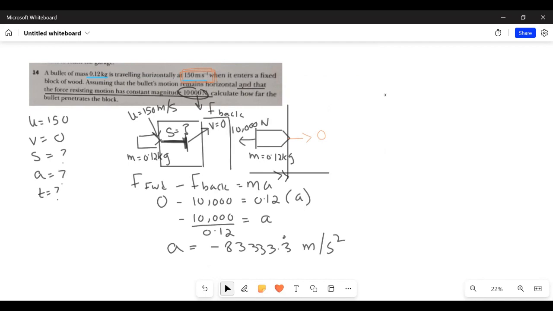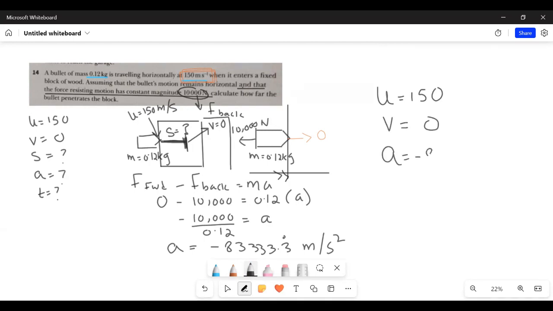So now we have three parameters. We have u, 150 meters per second. We have v, 0 meters per second. We have a, which is negative 83333.33333. You'll use the longer value or you'll use the answer key. Okay, and we had to find s. We have to find s. So which equation of motion are we using here?